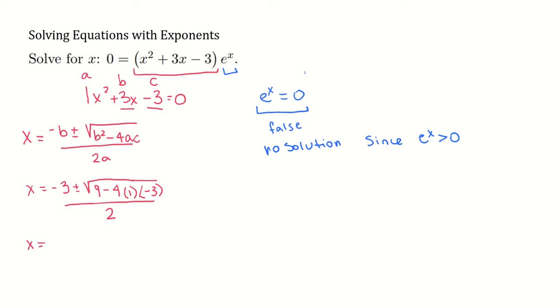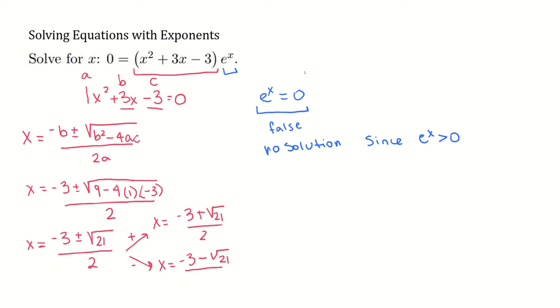Simplifying this, we get x equals negative 3 plus or minus the square root of 21, all over 2. So our solutions are x equals negative 3 plus the square root of 21 over 2, and x equals negative 3 minus the square root of 21 over 2.